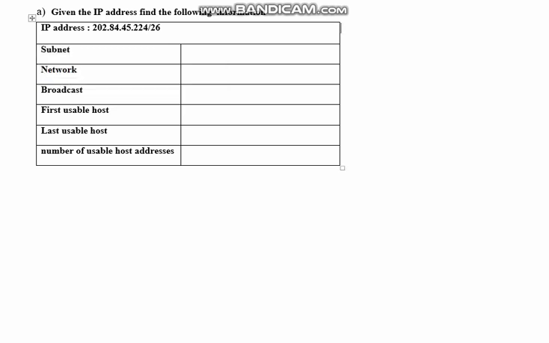So if the prefix mask is 26, that means that there are apparently 26 ones. So we'll just write out 26 ones over here. So 8 ones in the first octet, 8 ones in the second octet, 8 ones in the third octet. Then we have 2 ones followed by 6 zeros.